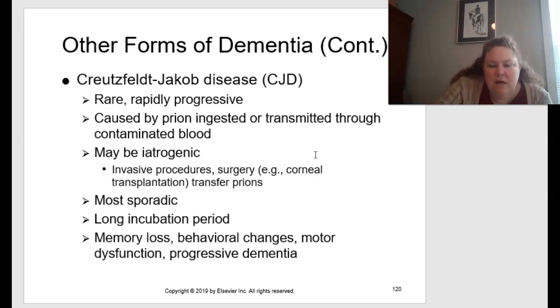Mostly it is sporadic. There is a very long incubation period, and Creutzfeldt-Jakob disease can cause memory loss, behavioral changes, motor dysfunction, as well as progressive dementia.